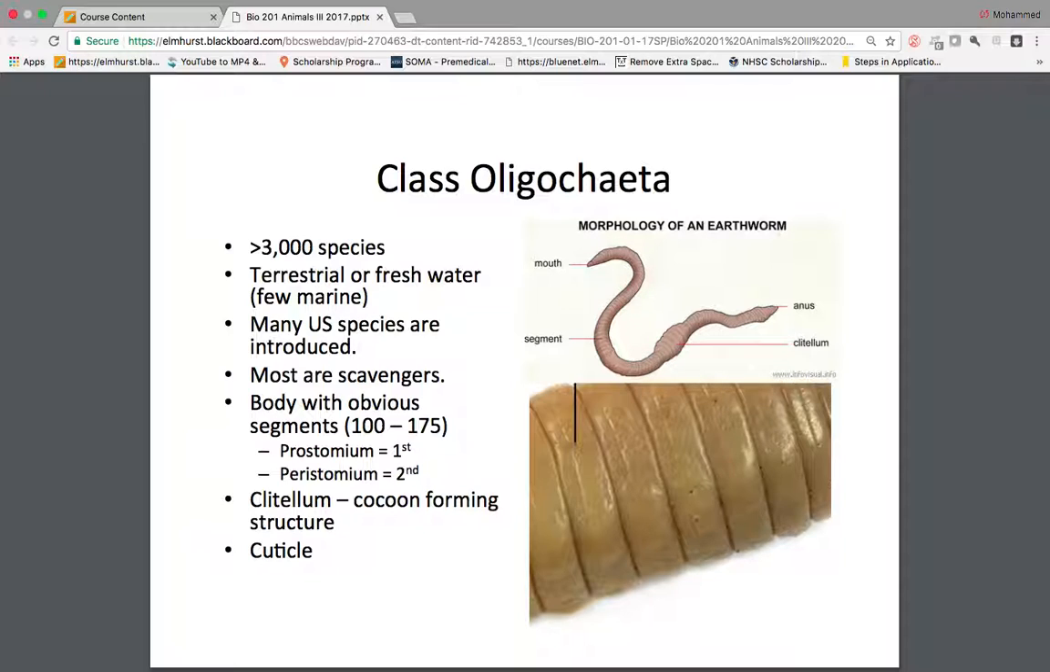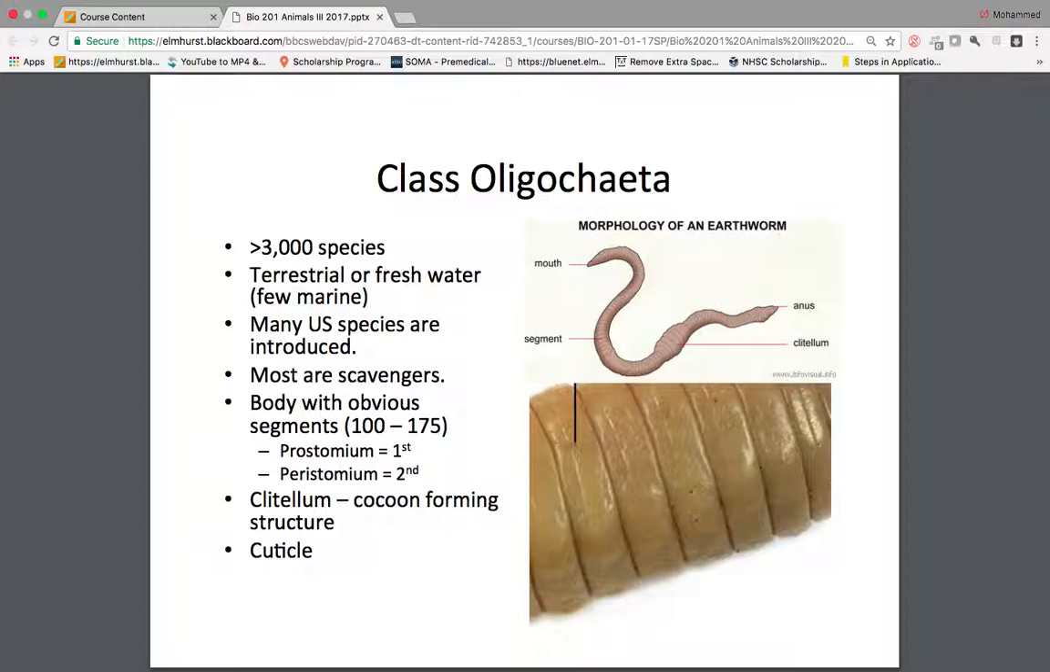And the clitellum is a gland that secretes a cuticular layer that is able to move over the animal. So what happens is when two worms are mating, they find each other and line up in such a way that their seminal vesicle and seminal receptacles line up. And each individual worm puts sperm into its partner worm's seminal receptacle.